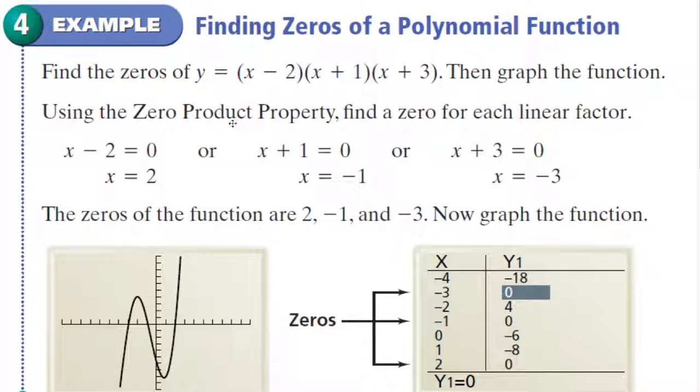All right, so when we are given a function that is simplified like this, that's awesome. We just use the zero product property and we identify what those zeros are. So x minus 2 is 0, x plus 1 is 0, x plus 3 is 0, and solve each expression for x. So x is 2, x is negative 1, x is negative 3.